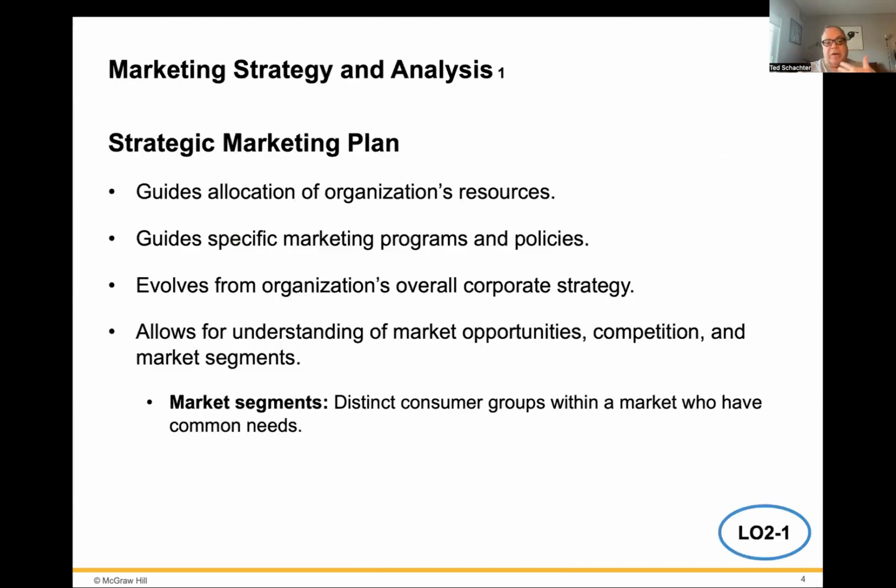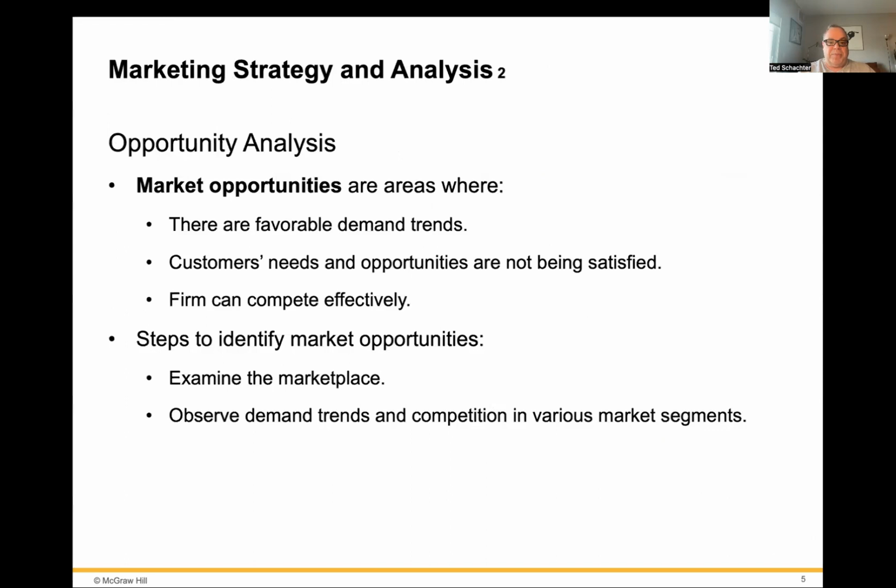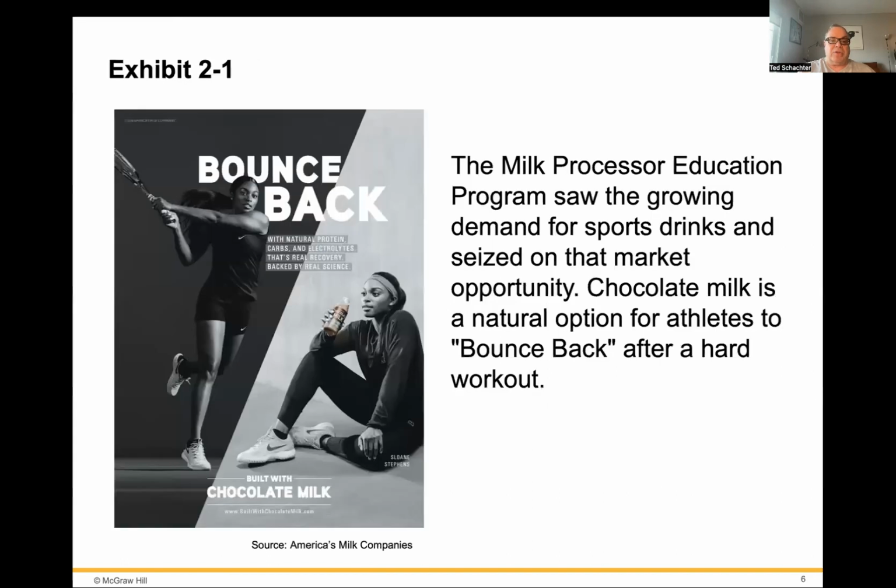So as we progress through this channel, we'll see that future slides go into a lot more detail about what I just mentioned. When we get into opportunity analysis, we're talking about favorable demand trends. What does that mean? That means that there are a lot of people who are seeking that product, and that number is increasing, not decreasing. How can you compete effectively in those markets?